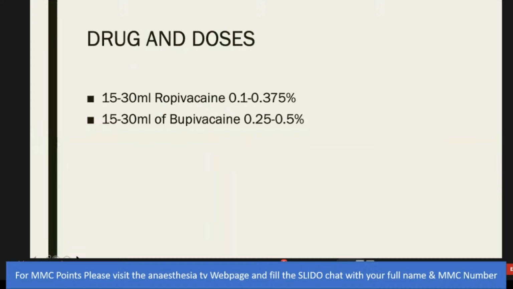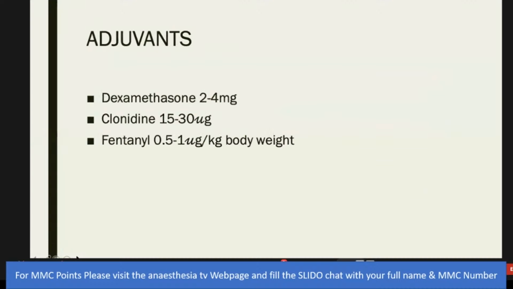The drugs and doses which are used for adductor canal block are 15 to 30 ml of ropivacaine, 0.1 to 0.375%. Bupivacaine 15 to 30 ml, 0.25 to 0.5%. Adjuvants which we can use for adductor canal block are dexamethasone 2 to 4 milligram, clonidine 15 to 30 microgram, and fentanyl 0.5 to 1 microgram per kg body weight.